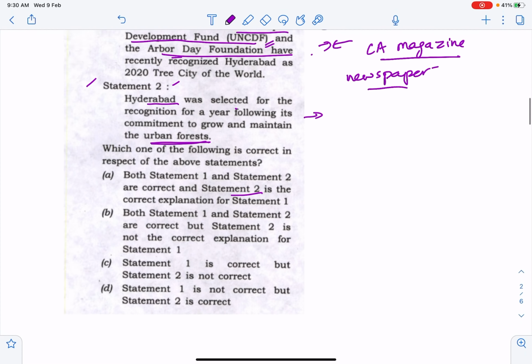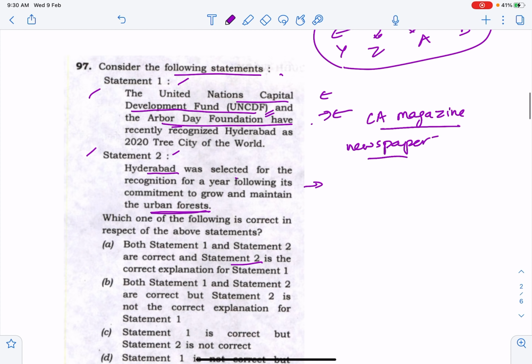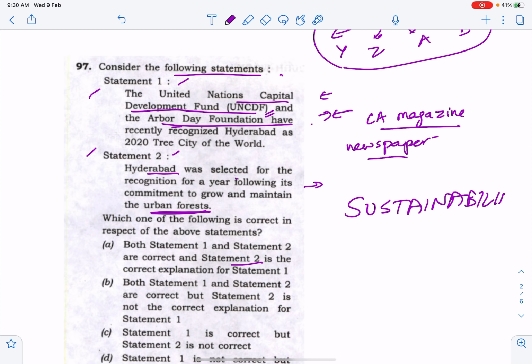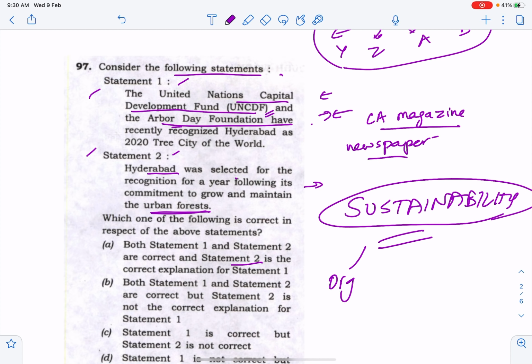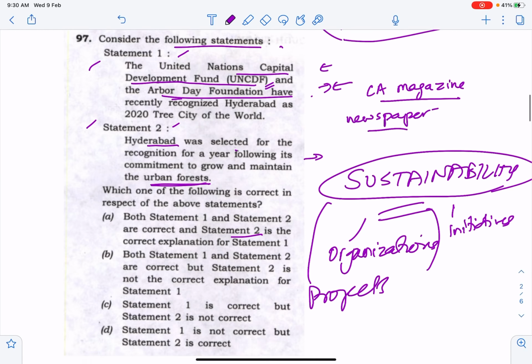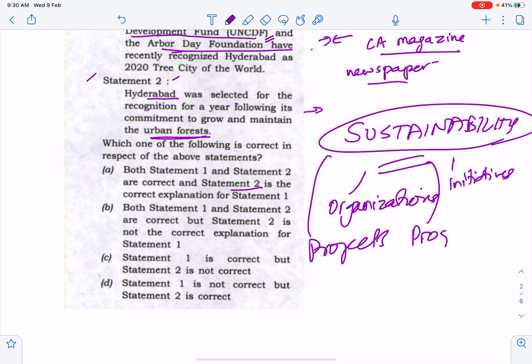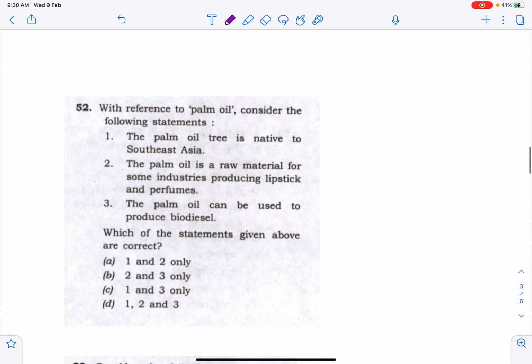But remember, they are asking about climate change, forestation, sustainability kind of things. Okay, so that's why I focus on these particular organizations on sustainability, initiatives, programs, projects. ये सस्टेनेबिलिटी के सारे एस्पेक्ट्स पढ़ लेना, क्योंकि that can come in the exam and a lot of questions might come in the exam from there.